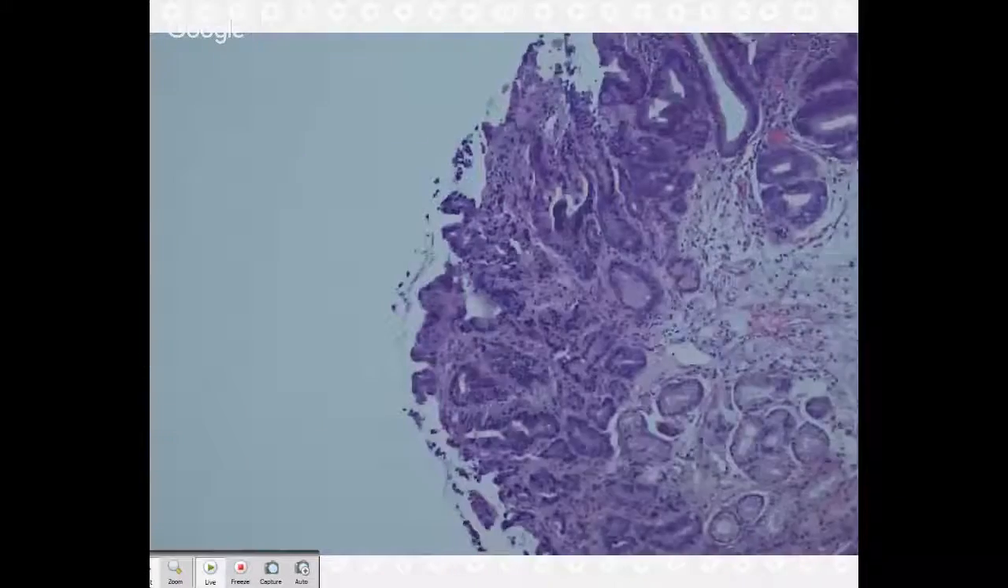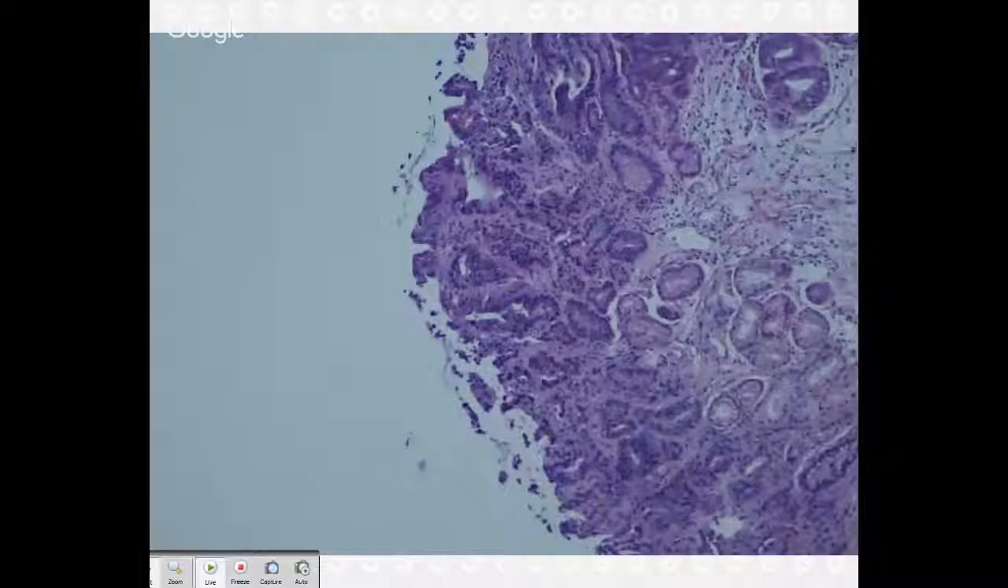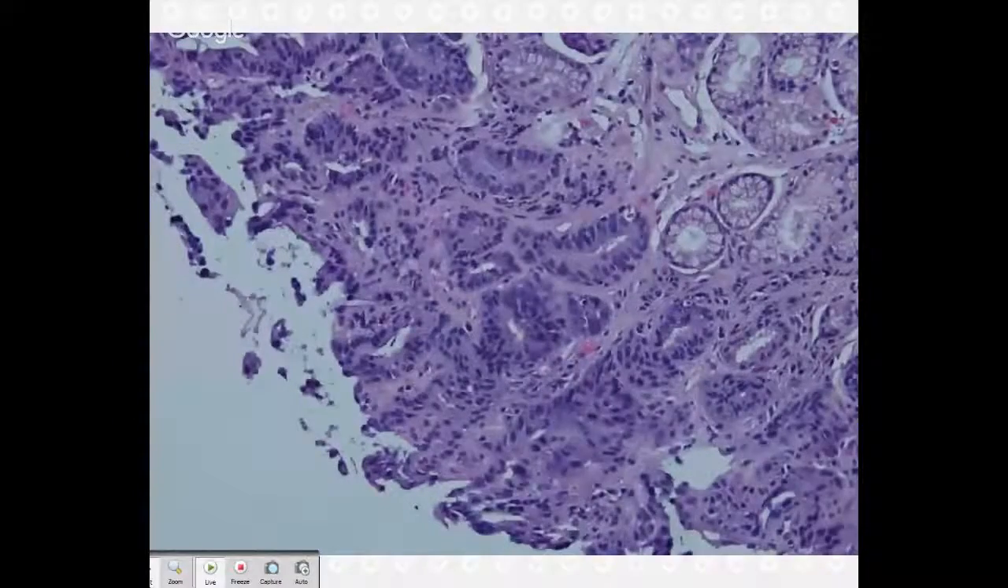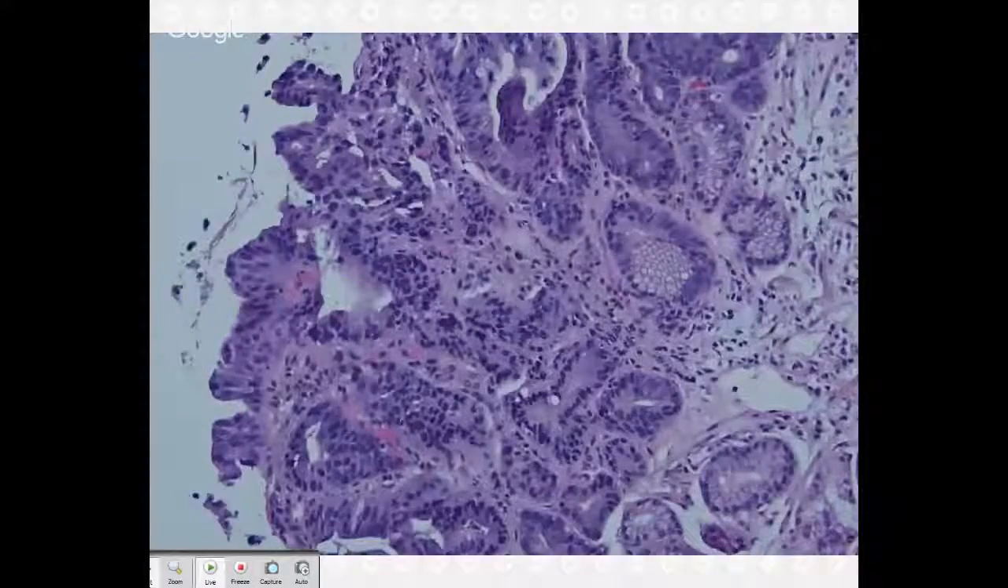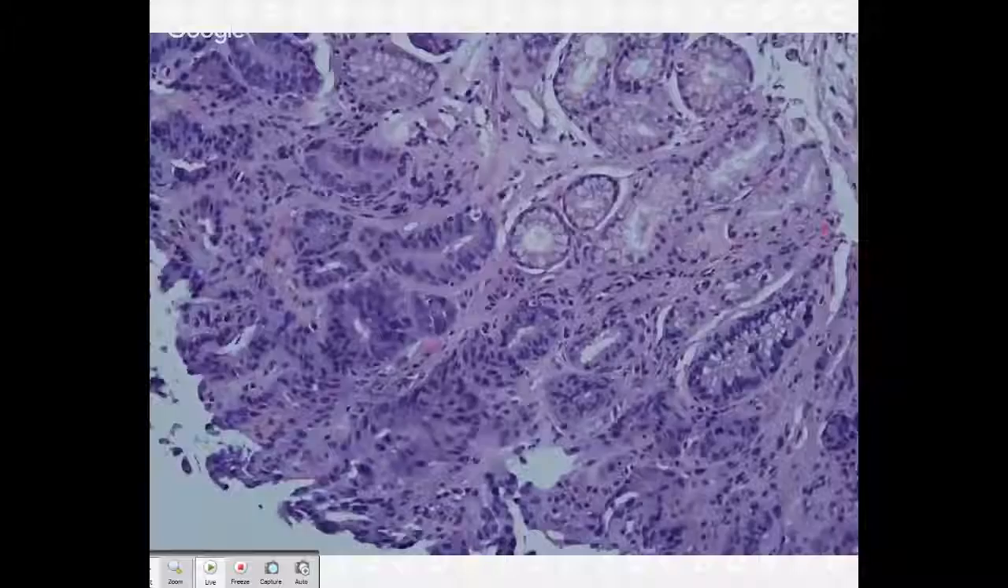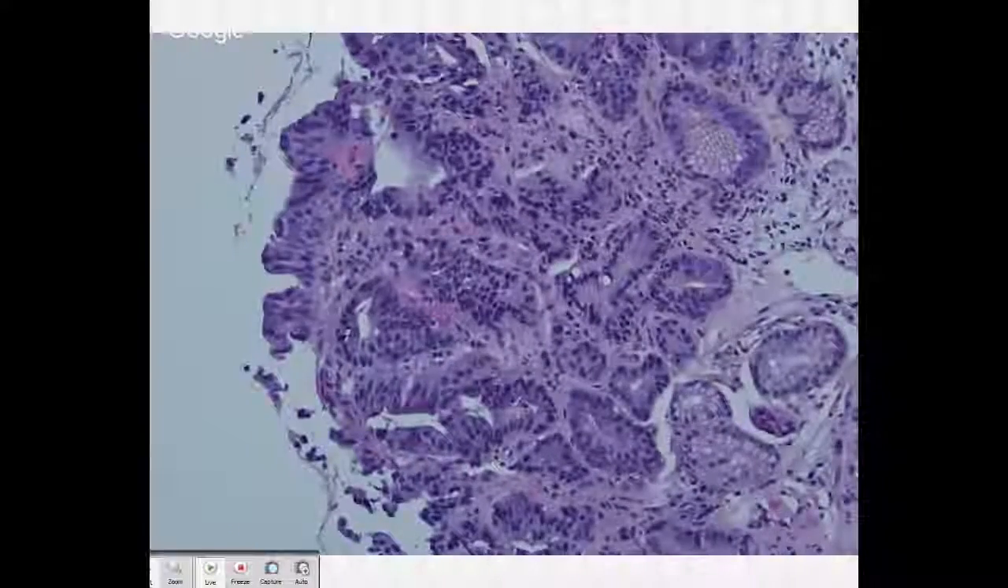Okay, people are saying, yeah. What's the diagnosis? What's wrong? It is Barrett's with high-grade dysplasia. Excellent. Why? Okay, hold on.